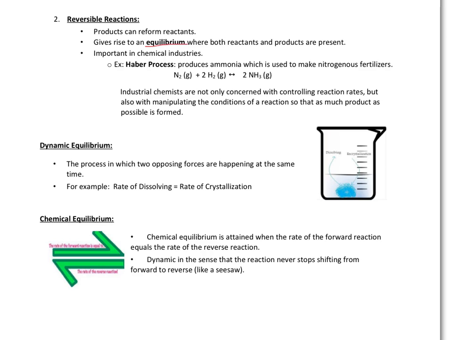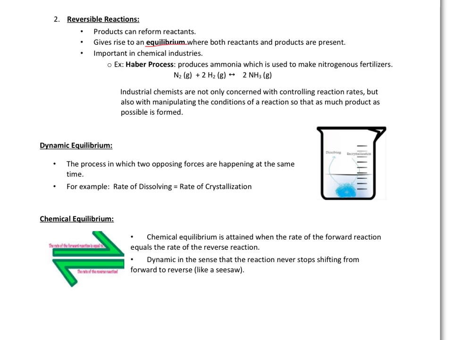Equilibrium reactions are very important in chemical industries. For example, the Haber process produces ammonia, which is used to make fertilizers. Industrial chemists are not only concerned with controlling the reaction rate, or how fast this happens, but also with manipulating the conditions of the reaction so as much product is formed as possible. We are going to be looking at dynamic and chemical equilibriums.